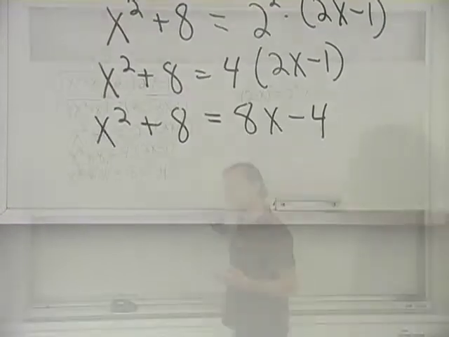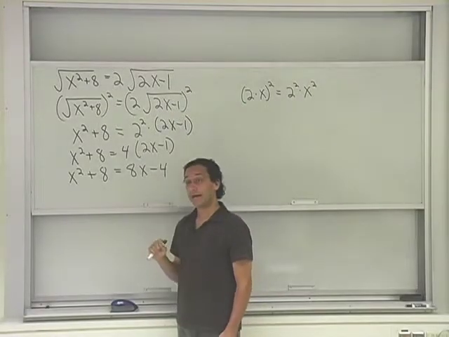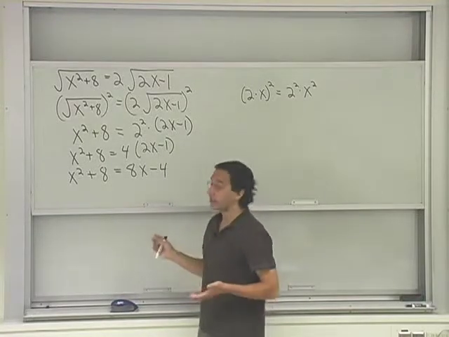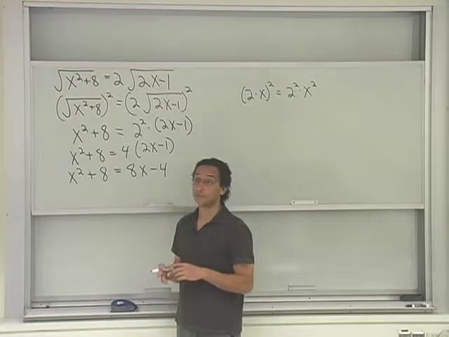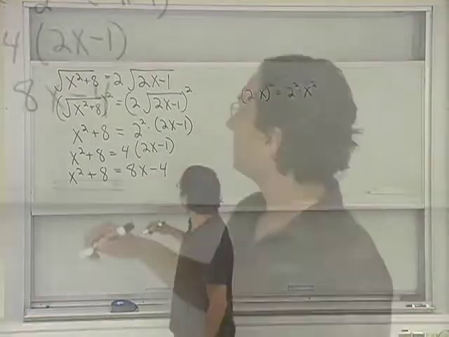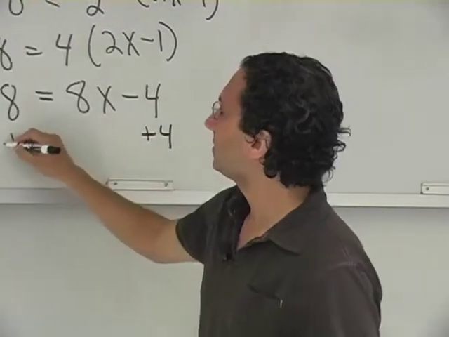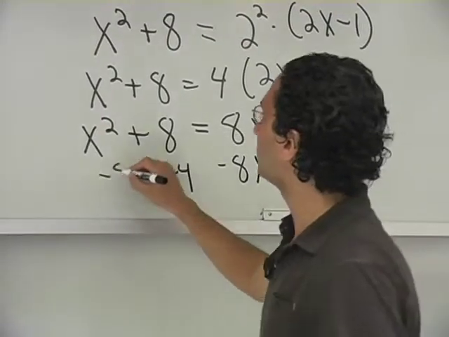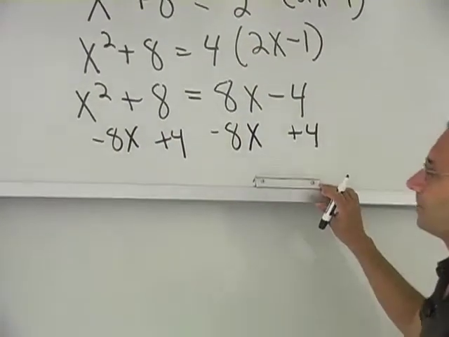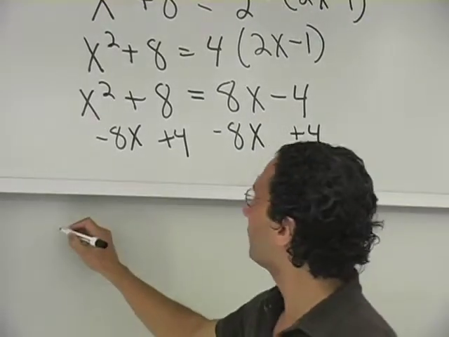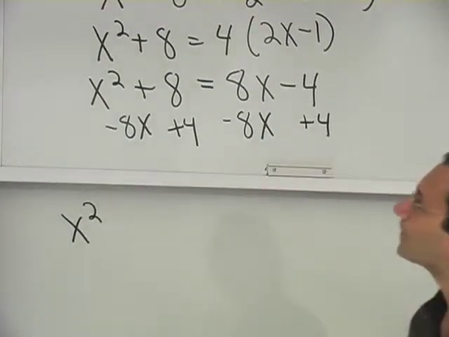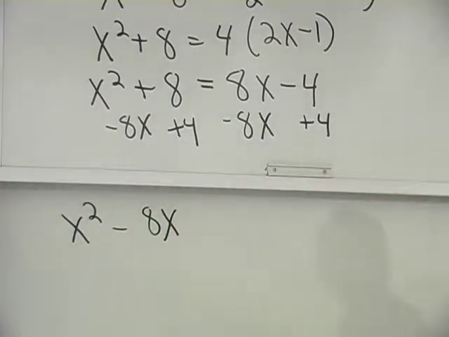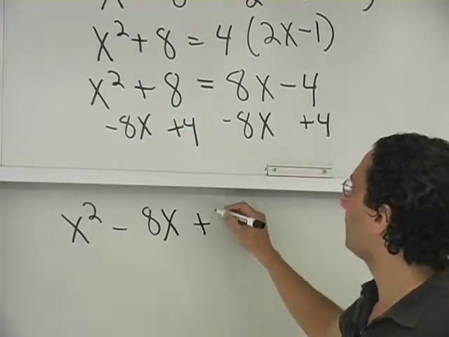To solve quadratic equations, what you'd like to do is move everybody to one side, set it equal to 0, and then either factor it, or use the quadratic equation, or the completing the square method. So let's move everybody to the left. Let's add 4 to both sides. Let's subtract 8x from both sides. See what happens. Well, it looks like I'm left with x squared, a minus 8x, and a plus 12.